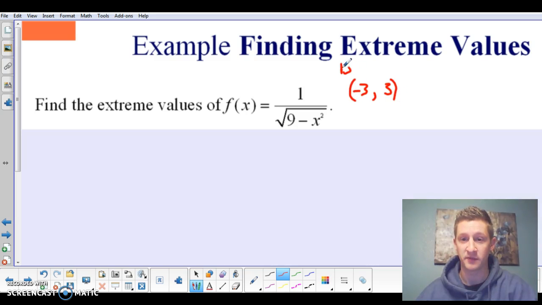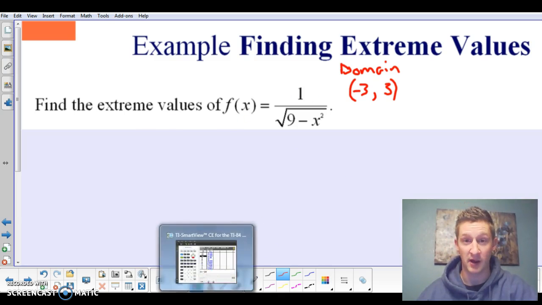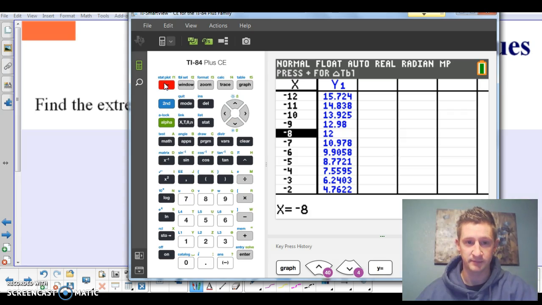This is my domain. Values that are in between -3 and 3, not including -3 or 3. Open on both sides. So if I find the extreme values, again, it never hurts to have a graph to help you get an idea.